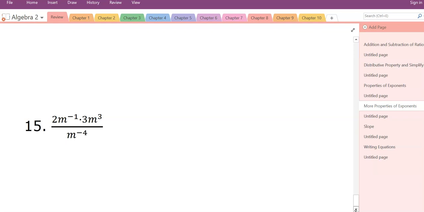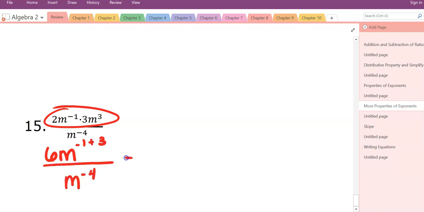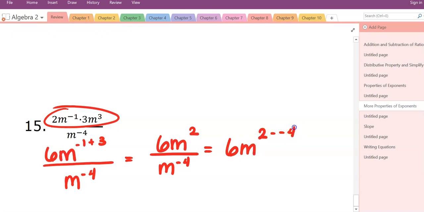For this last one here, combine the top first. So 2 times 3 is going to be 6. For the m's, since we're doing the product of powers, we're going to add negative 1 plus 3. And we're going to leave this all over m to the negative 4 for now. So now on top we have 6m squared over m to the negative 4. So for this one, since it's division, we're going to subtract our exponents. 2 minus negative 4. Think about your keep, change, change rules. Those become plus signs. So your answer is going to be 6m to the 6th power.